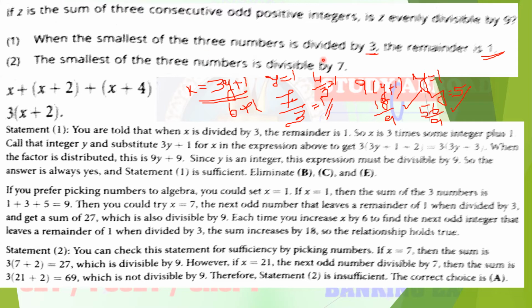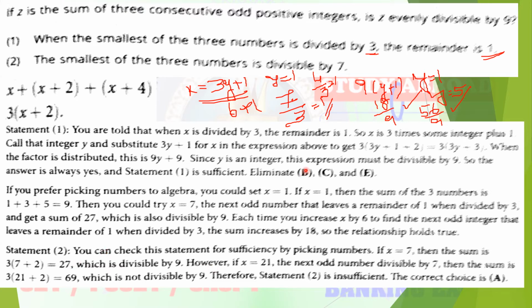So I will take x is equal to 7. Why? Because that is exactly divisible by 7. So x is equal to 7. Then just apply here. So x is 7, 7 plus 2. Here, what is the smallest of the three numbers? Smallest number is x. So for x, I will take the multiple of 7 only. So x, I will take 7. So 7 plus 2, 9. 9 into 3, 27. Is it divisible by 9? Yes. One answer you will get is yes only.